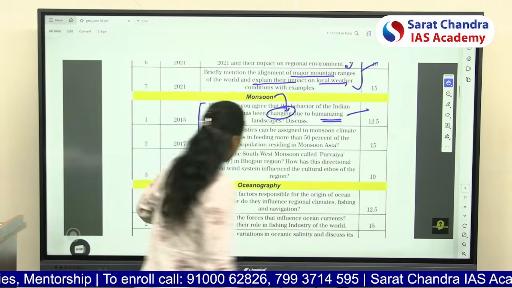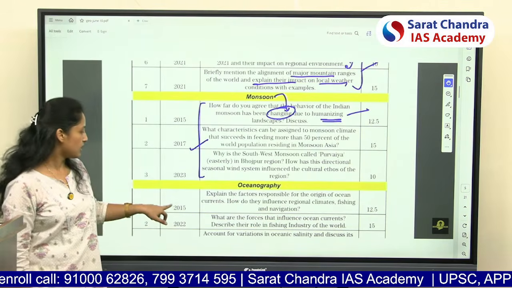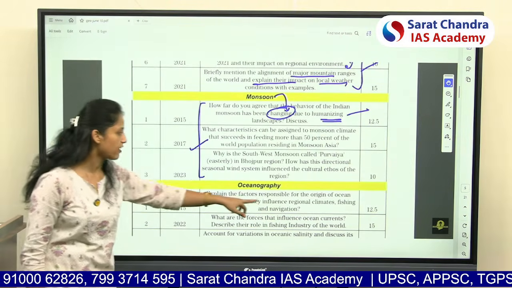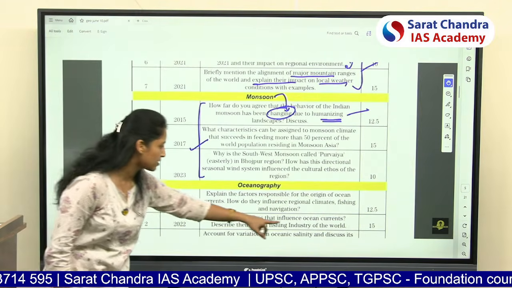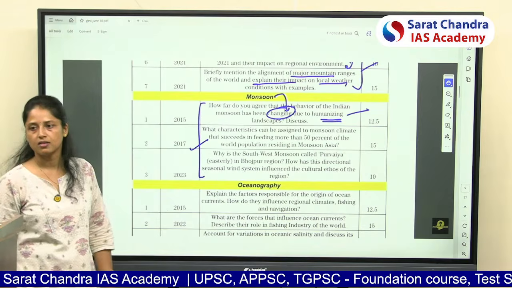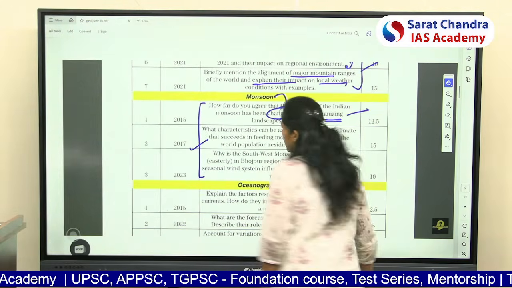Next question: what are the forces that influence ocean currents? Same question in 2015: explain the factors responsible for ocean currents. Same question in 2022: what are the factors that influence ocean currents? So mainly the theme of ocean currents is being repeated.